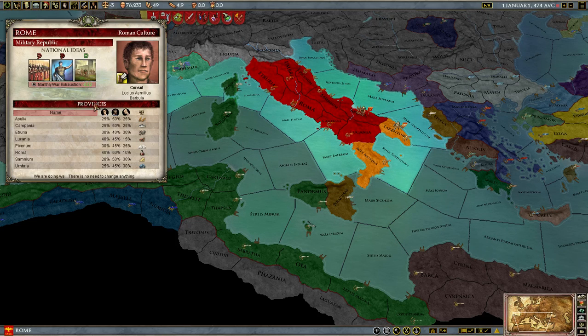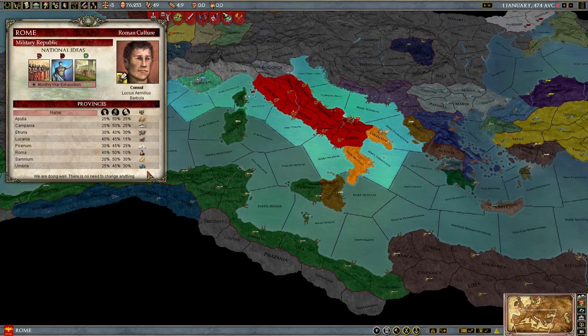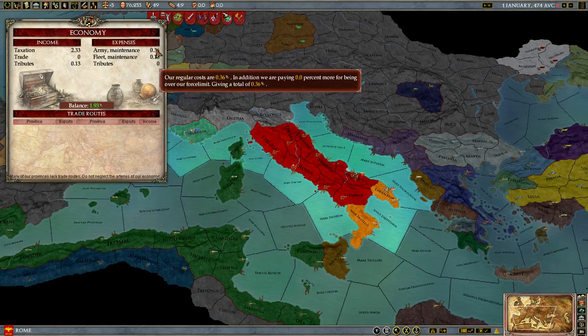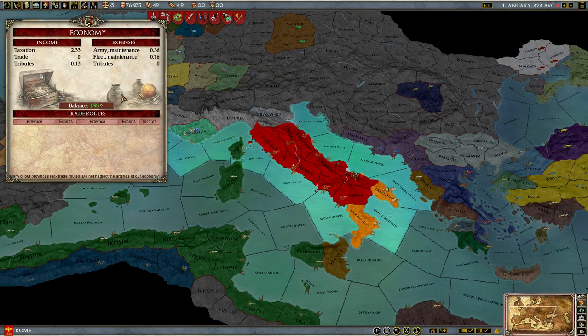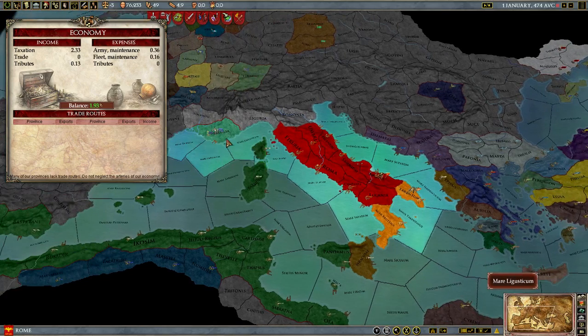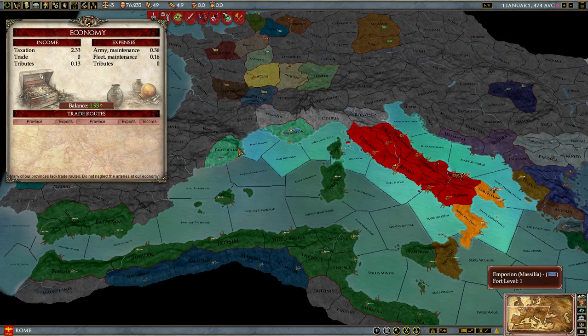In addition, you will also see the provinces here. Your list of provinces. We are doing well, there is no need to change anything. I beg to differ, but still. In addition, you have the economy tab here, which shows taxation, trade, and tributes, as well as your expenses: army maintenance, fleet, and tributes. Tributes come from, or are given to, tributary and suzerain states, respectively. For example, currently we have Massalia as a tributary state, which means they pay us a little bit of money, and we protect them. We are considered their suzerain state, which basically means their overlord.